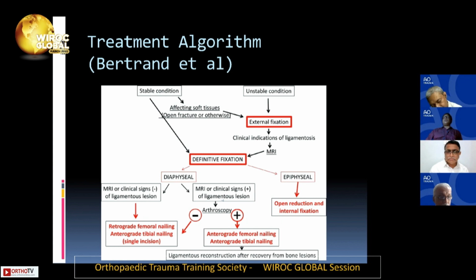And in the other case, if there is an epiphyseal fracture, then obviously you have to do an open reduction and internal fixation. Epiphyseal means, what I mean is that if there is an intra-articular injury, then obviously your main consideration is your articular reconstruction. So there has to be open reduction, anatomical reduction, and internal fixation.